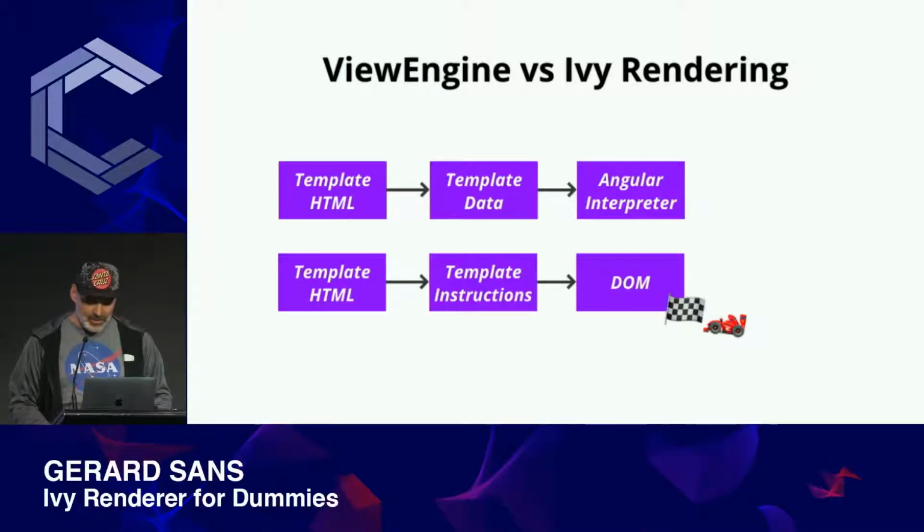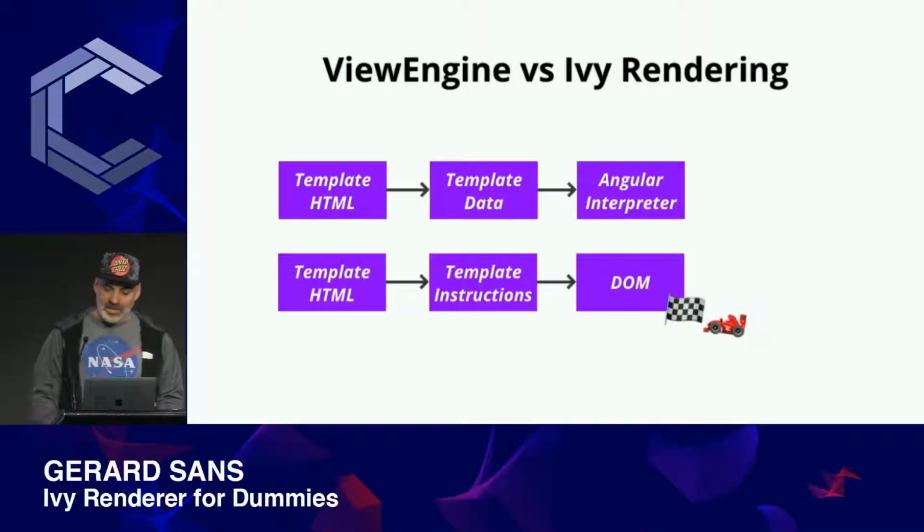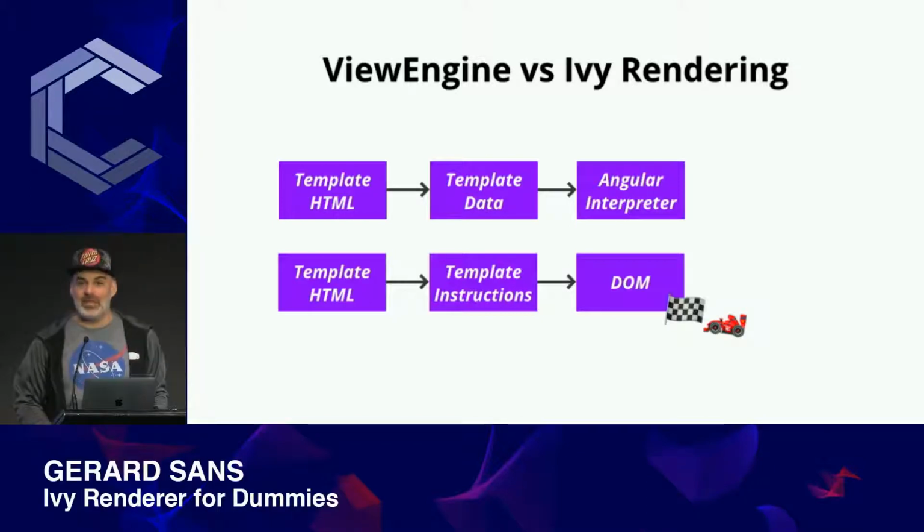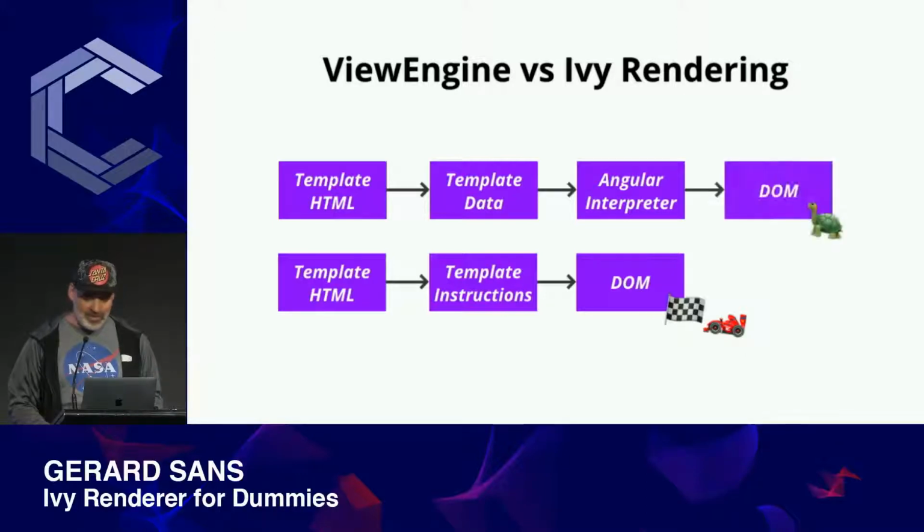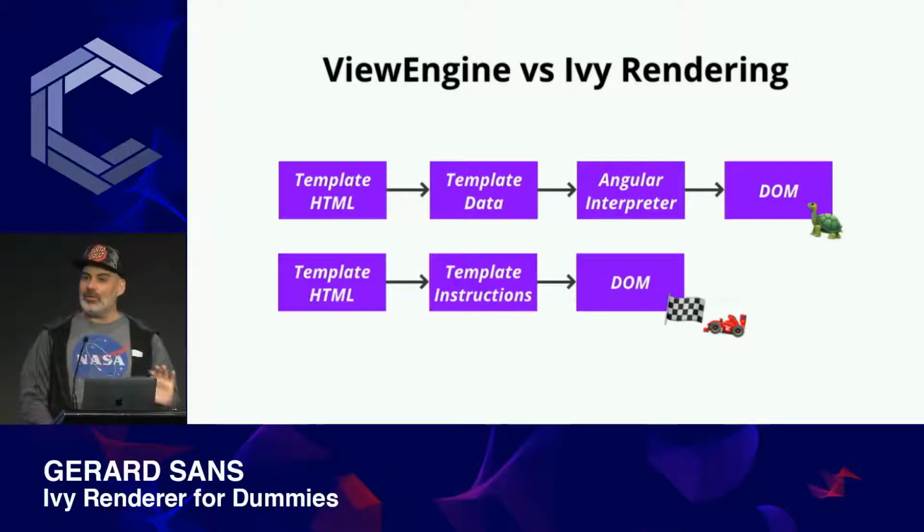And the next stage, for the ViewEngine, is passing that to the Angular interpreter. So it's still not done. What we see now is that the Ivy rendering is already generating the DOM at this stage, using those instructions that were generated in the previous step. So that's going to go really, really fast. It's just skipping one step. And this is the loser. So this is what we are using today. Unfortunately, it's not that fast. So this is an overview of what's going on and what's going to change.